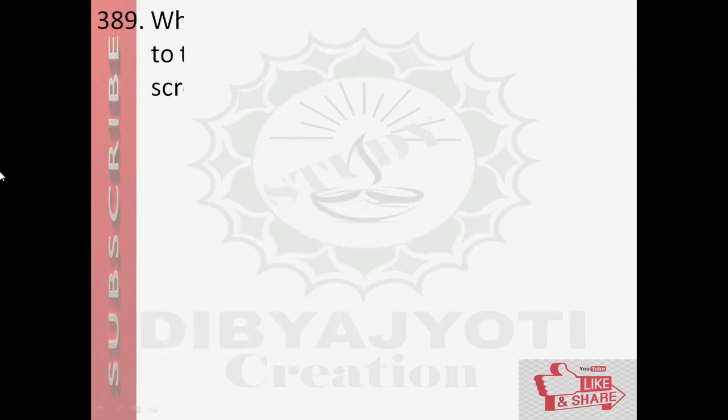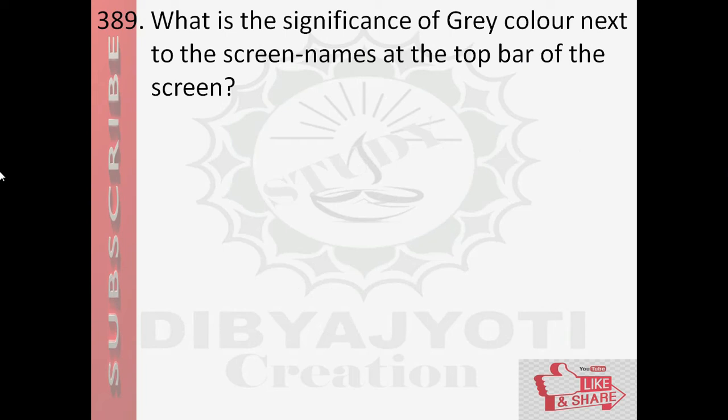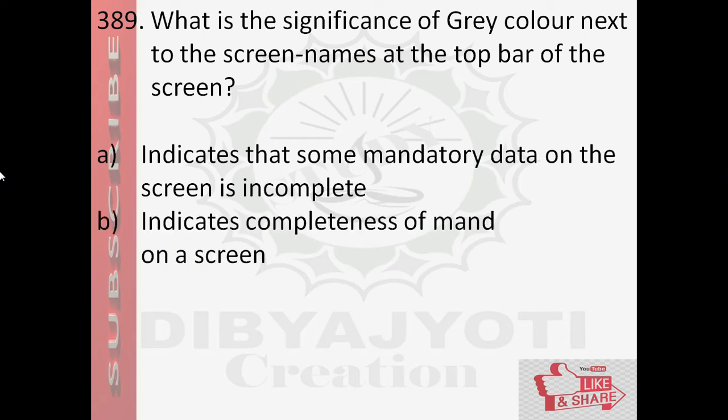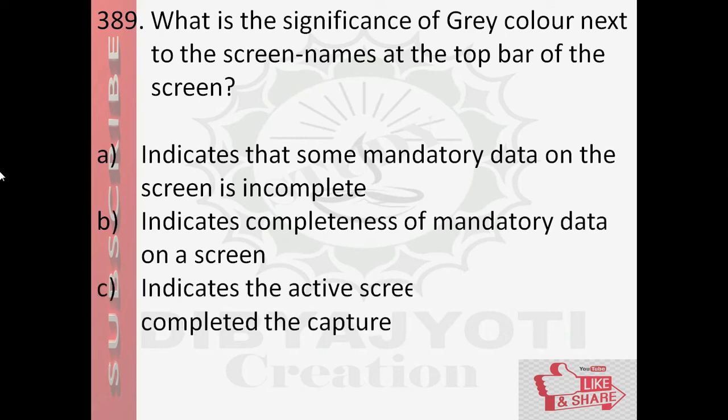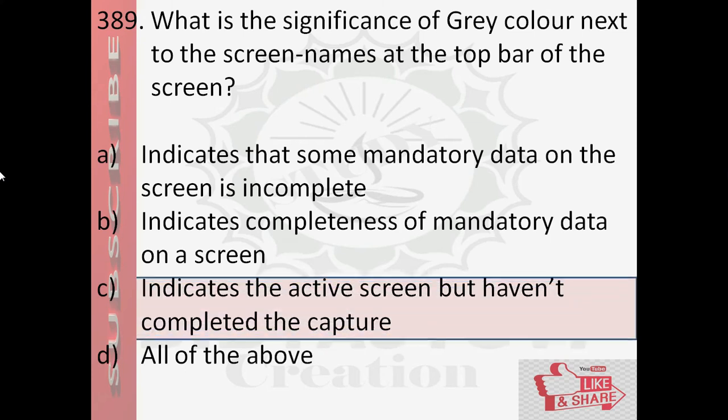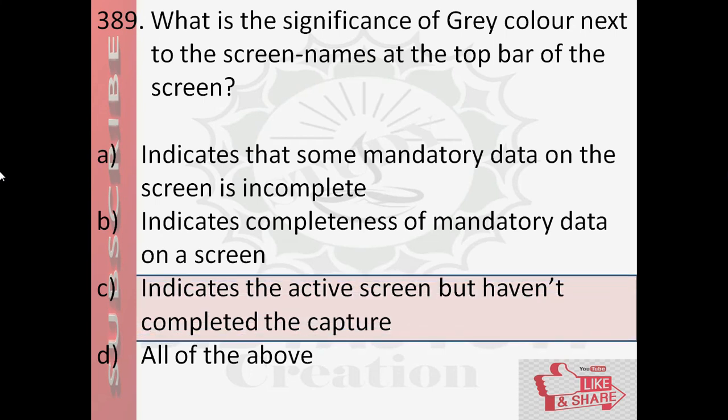Then move on to question number 389. What is the significance of gray color next to the screen names at the top bar of the screen? Options are: option A, indicates that some mandatory data on the screen is incomplete. Option B, indicates completeness of mandatory data on a screen. Option C, indicates the active screen but have not completed the capture. Option D, all of the above. And the answer is option C, indicates the active screen but have not completed the capture.